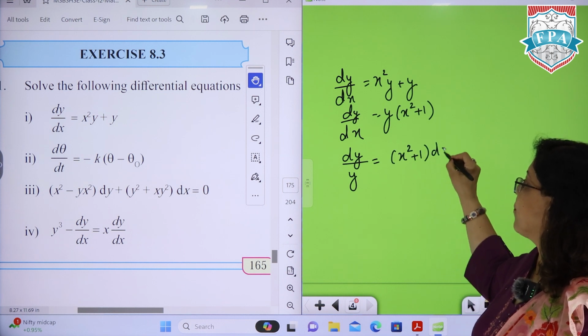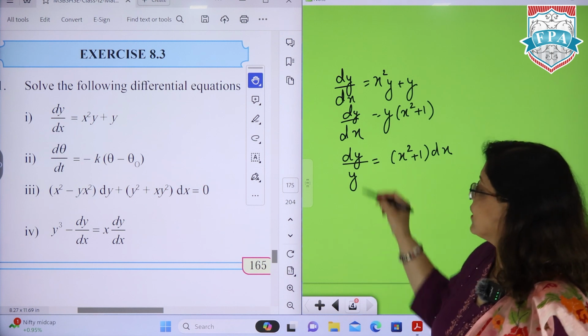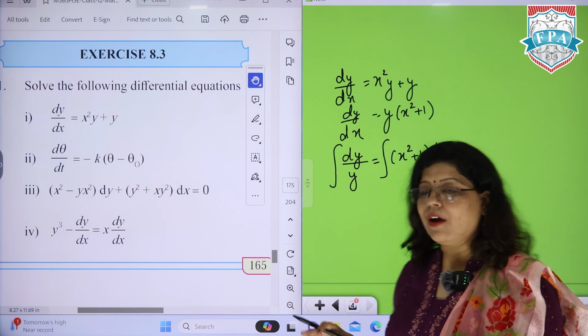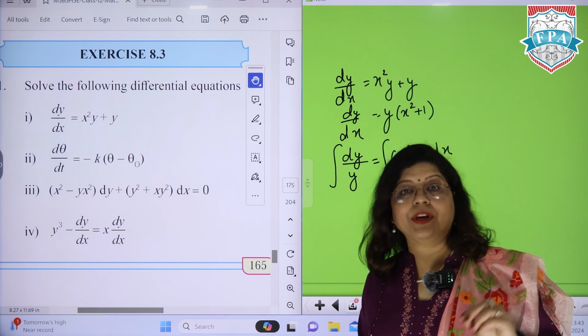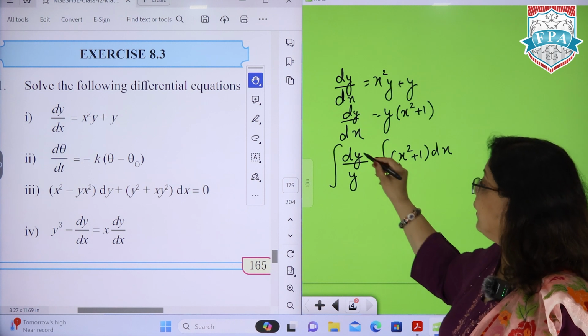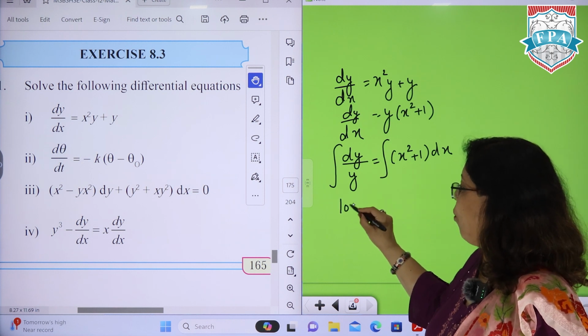Now once you come to this, we'll come to the integration part. So after you get this, write the statement integrating both the sides. We come to this part. Integration of 1 by y is log y.